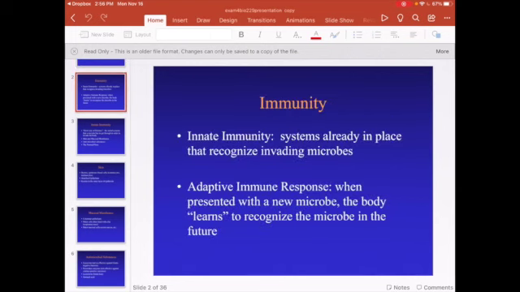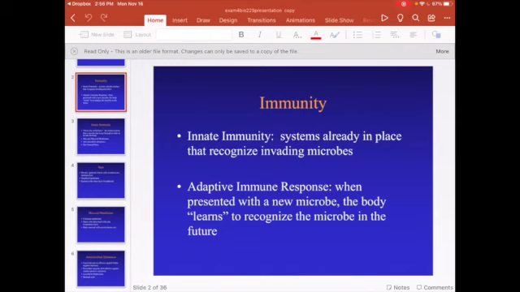2 different types of immunity we're going to be talking about. First up, there is innate immunity. The word innate means a part of your system already. Systems that are already in place that will allow us to recognize a pathogen when we see it. So we'll be talking about those. This is different from the adaptive immune response. This is when your body is presented with a new microbe, your immune system learns to recognize it so that if it sees it again, it will be able to fight off an attack, right?